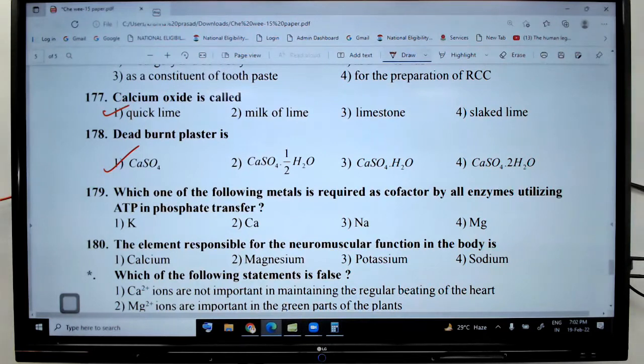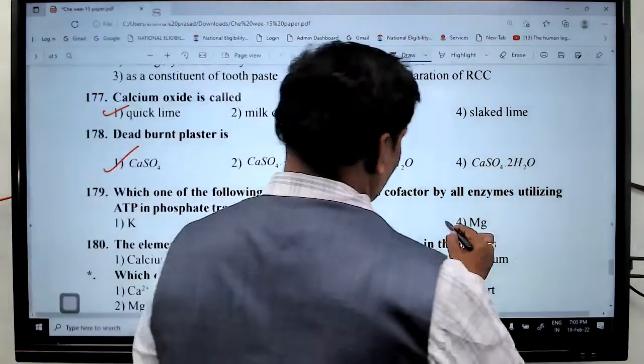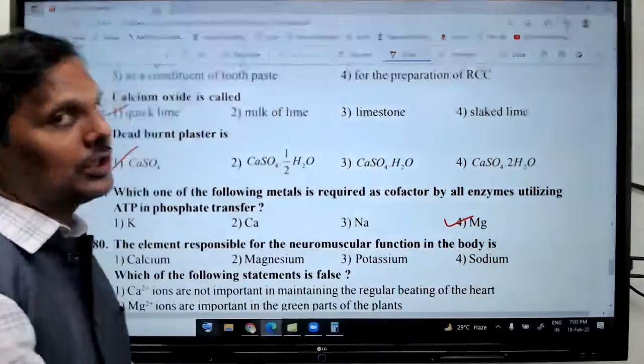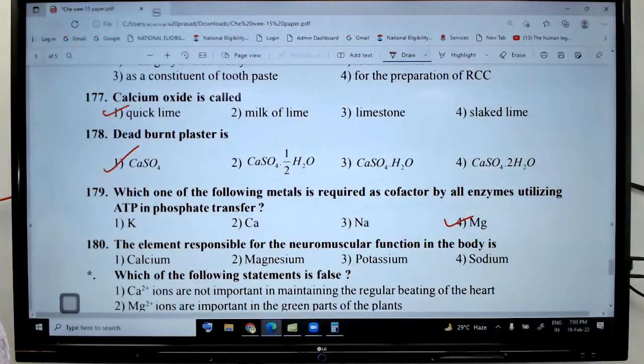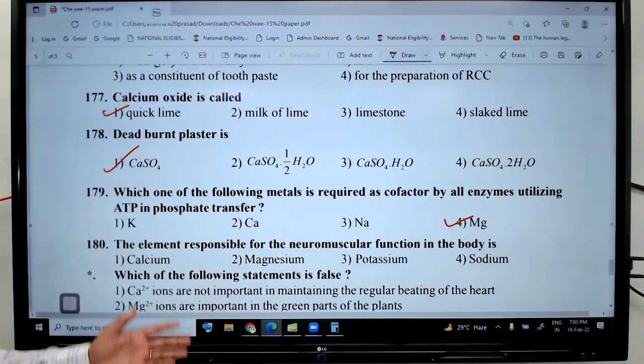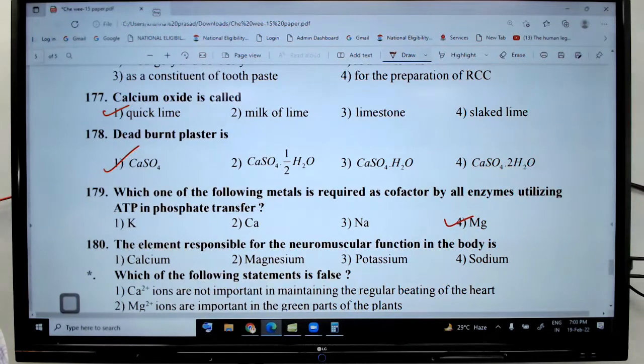Which one of the following metals is required as a cofactor by all enzymes utilizing ATP? Magnesium only. It is an NCERT question, a line question. The metal required as cofactor by all enzymes utilizing ATP in phosphate transfer is nothing but magnesium. Now, the element responsible for neuromuscular function in the body is nothing but calcium.